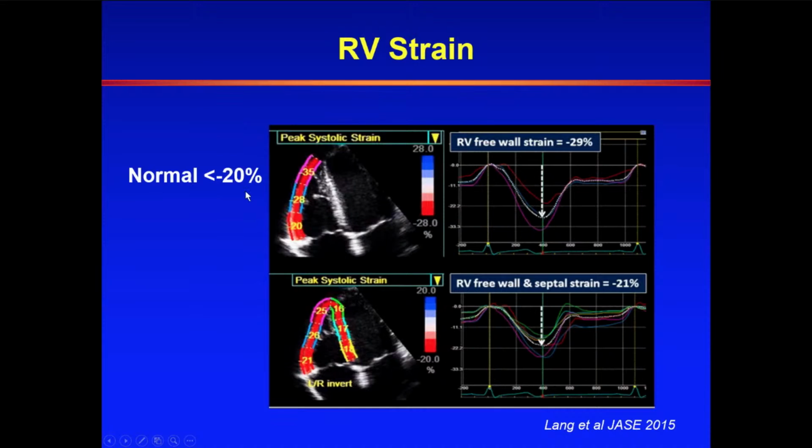There are numerous studies that looked at RV free wall strain and related it to outcome in patients with different diseases as pulmonary embolism, patients with group 1 pulmonary hypertension, myocardial infarction, patients with RV arrhythmogenic cardiomyopathy, cardiac amyloidosis, RV function or predicting RV function after LVAD implantation, and increasingly we include it in our report when we have the suitable images and the data that we trust.